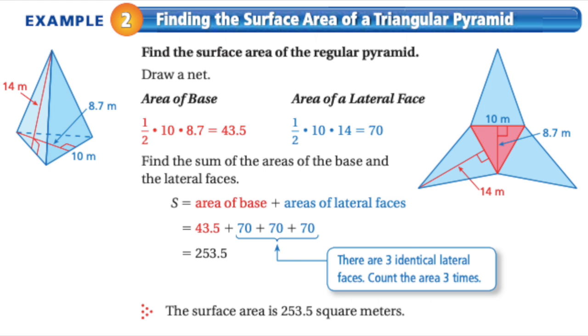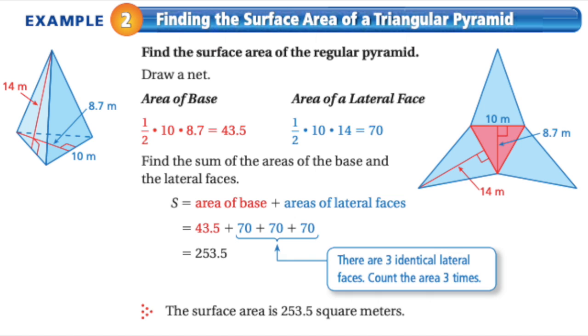All right, looking at example 2 on page 365, you can see that they are asking us to find the surface area of a triangular pyramid. Notice the only difference about this problem is that the base is actually a triangle. And remember, since we are doing regular polygons as the bases, we know that this is an equilateral triangle at the bottom. We have a base of 10, and a height of that pink triangle. We have a base of 10 and a height of 8.7.